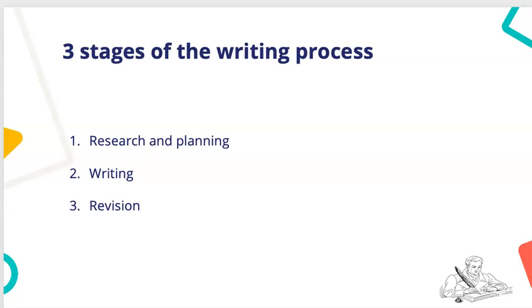So there are three stages of the writing process. First we have to research and plan, then we have to start writing, and then we have to revise. After writing we have to revise, paraphrase, edit, and proofread the written content. In the research and planning stage, you will come up with a topic or question that fits the scope of your assignment, find and study the relevant sources, and outline the structure of your paper. These three steps are very important for writing a research paper.